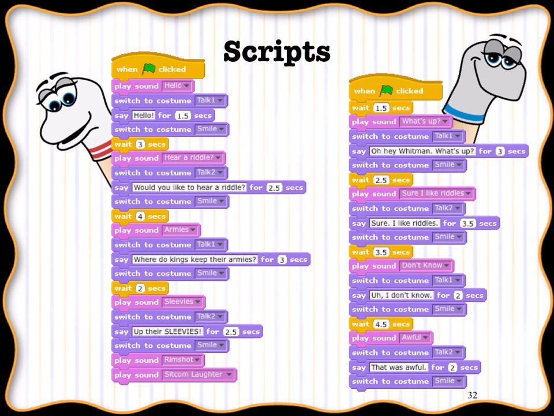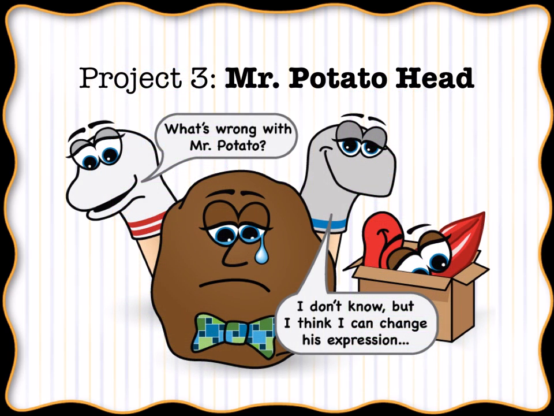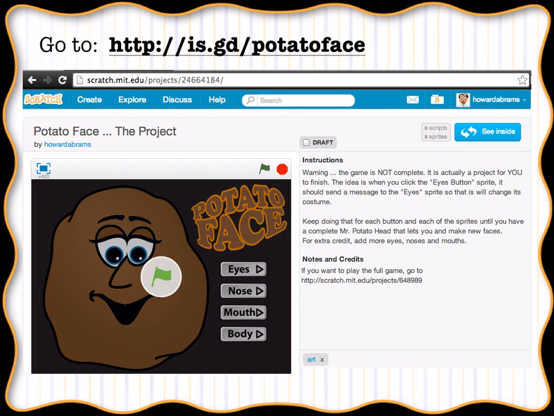How about a new project? The third project we'll do is a Scratch version of the Mr. Potato Head toy. Like last time, type in this address in your browser, and you will see a new project for us to change. Now, this project doesn't do too much. If you click the button that says Eyes, the eyes will change.